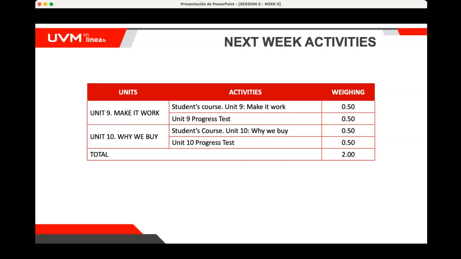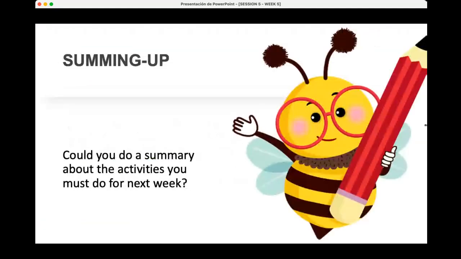And the progress test of each, by Sunday, early Monday. By Monday, exactly, and also the general activity. So we need to deliver 4 activities. Could you please tell me how many points each activity is worth? 0.50. 0.50 exactly. So be careful with that.